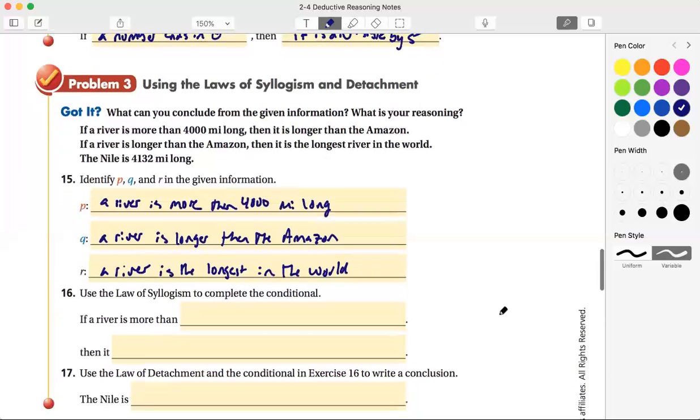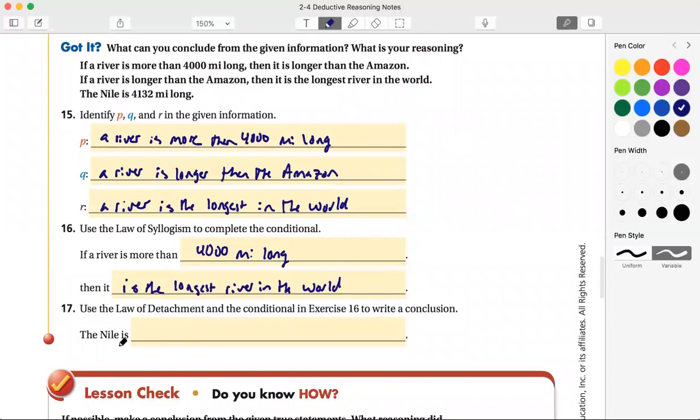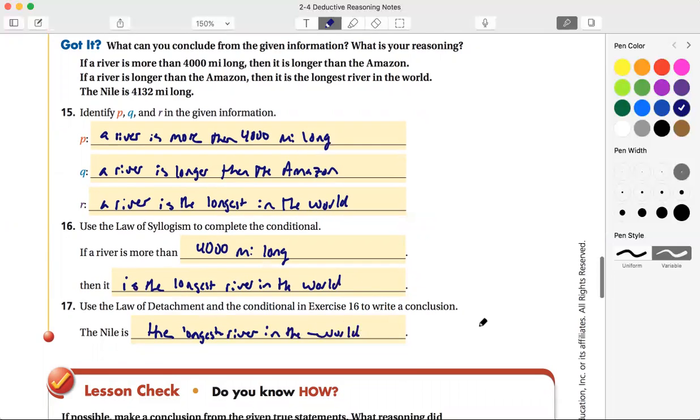So, using the law of syllogism, if a river is more than 4,000 miles long, then it is the longest river in the world. Okay, so using the law of detachment, then the Nile must be the longest river in the world.